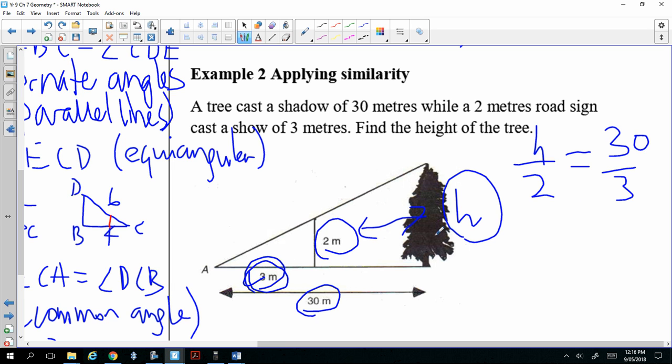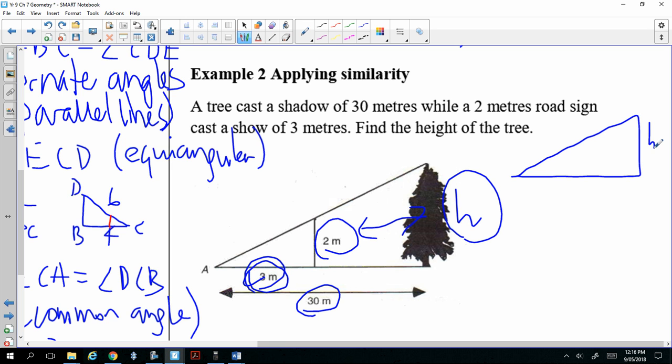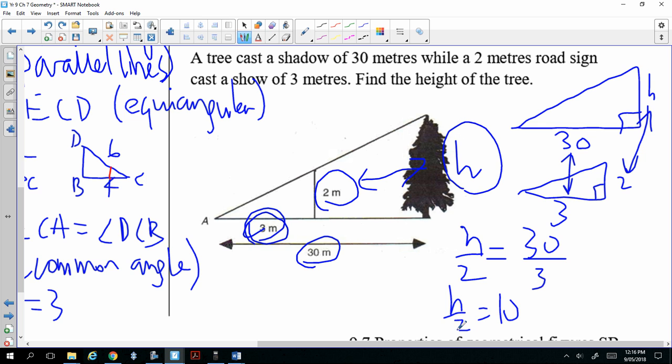Let's try again. I'm going to draw them separately to help you understand what that means. You draw the big triangle. That's H and that's 30. And then the other one is 2 and 3, right? So you go H over 2, these two match, equal to 30 over 3. Get the idea? And then you get H over 2 equal to 10. So what's H equal to? 20. So the height of the tree is 20 meters. Get it? Any questions?